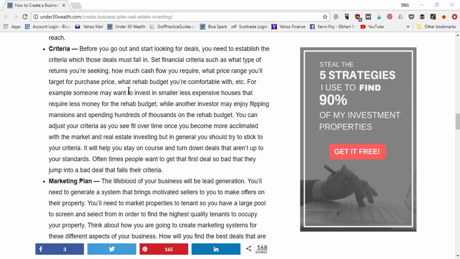Are they the $30,000 to $50,000 homes? Or are you trying to go after $150,000 to $200,000 homes? Everybody's market's going to be different, so you've got to figure out what price range you're targeting. How much you could afford for the rehab budget.